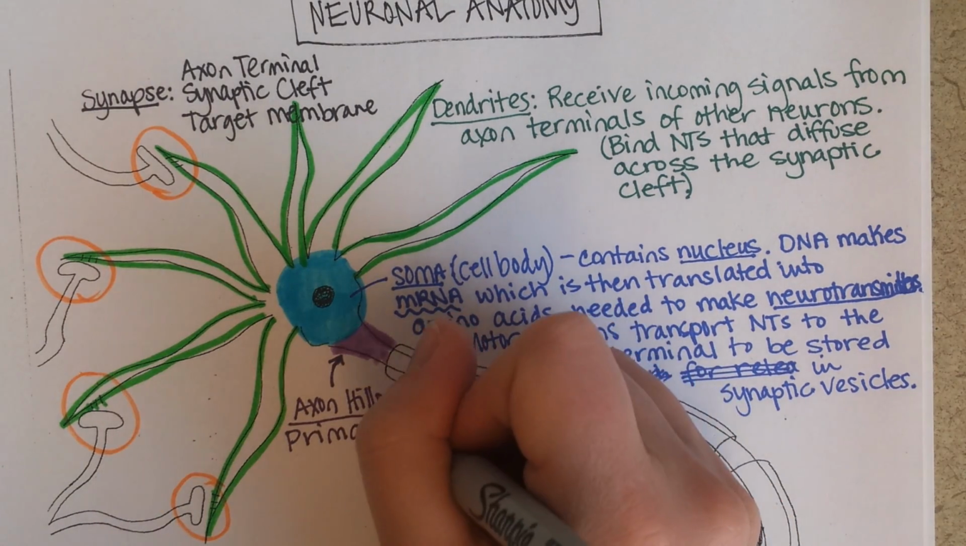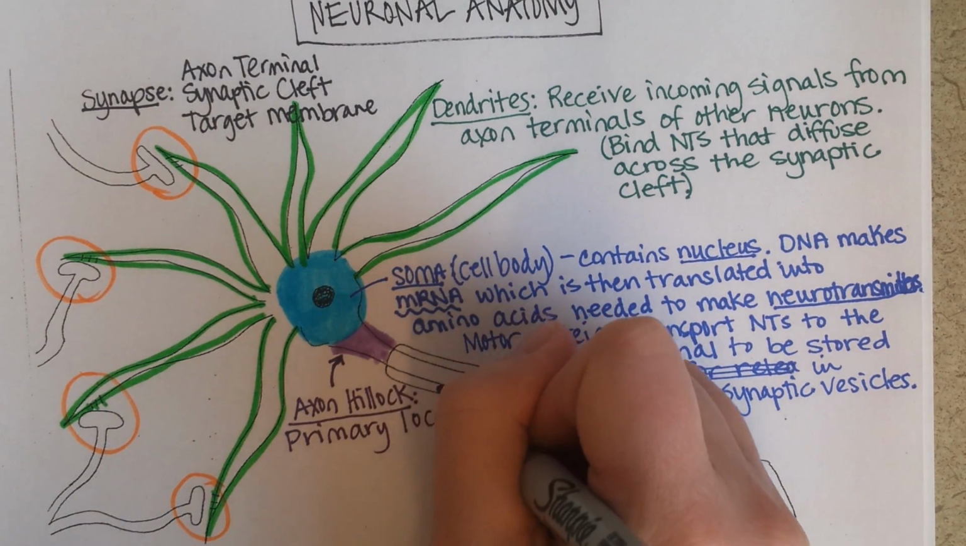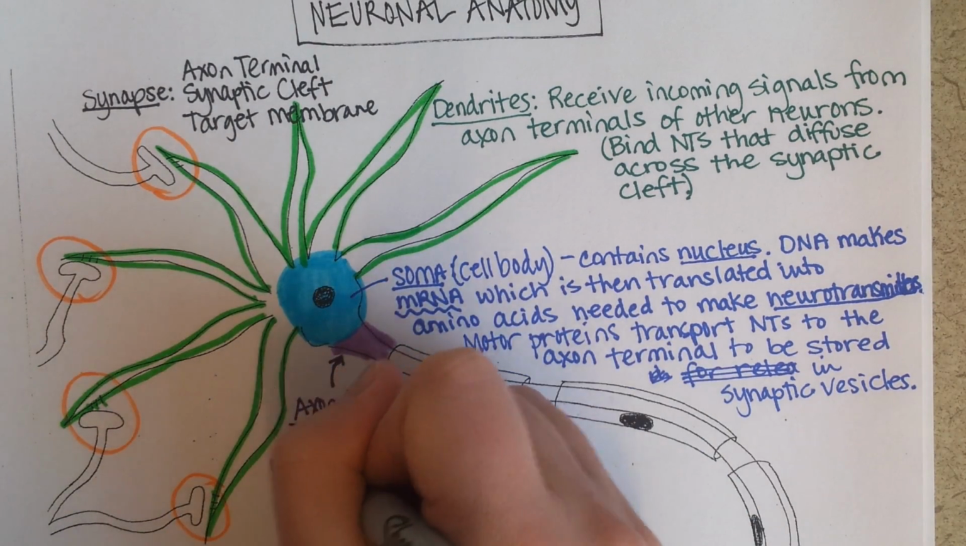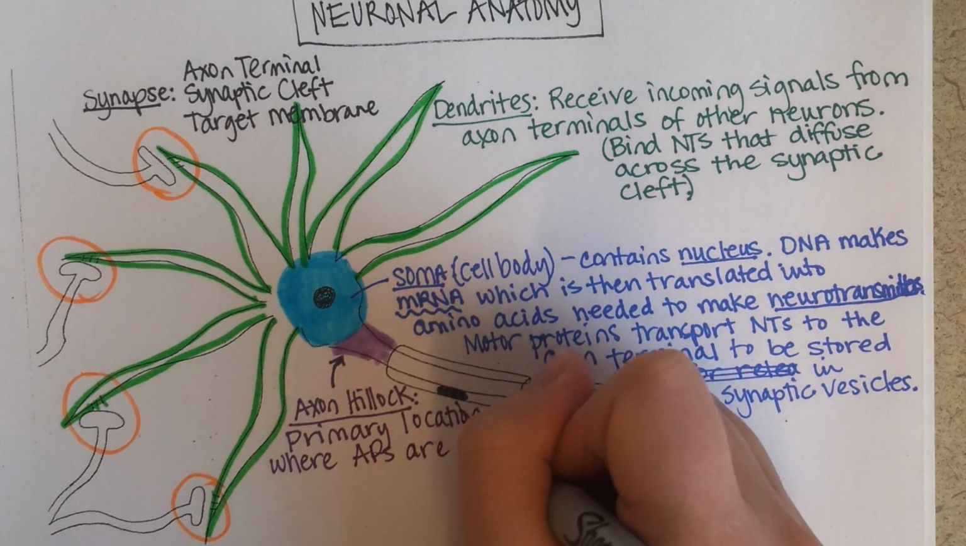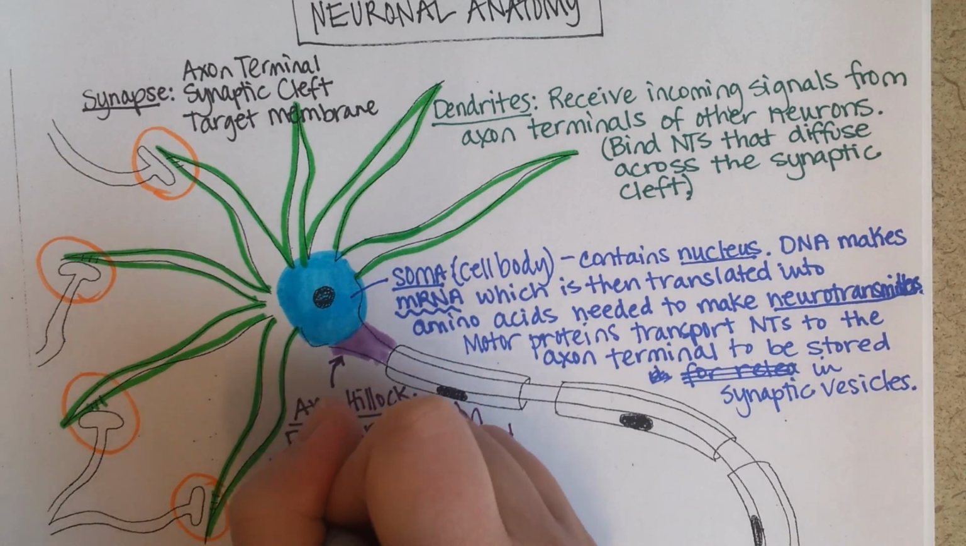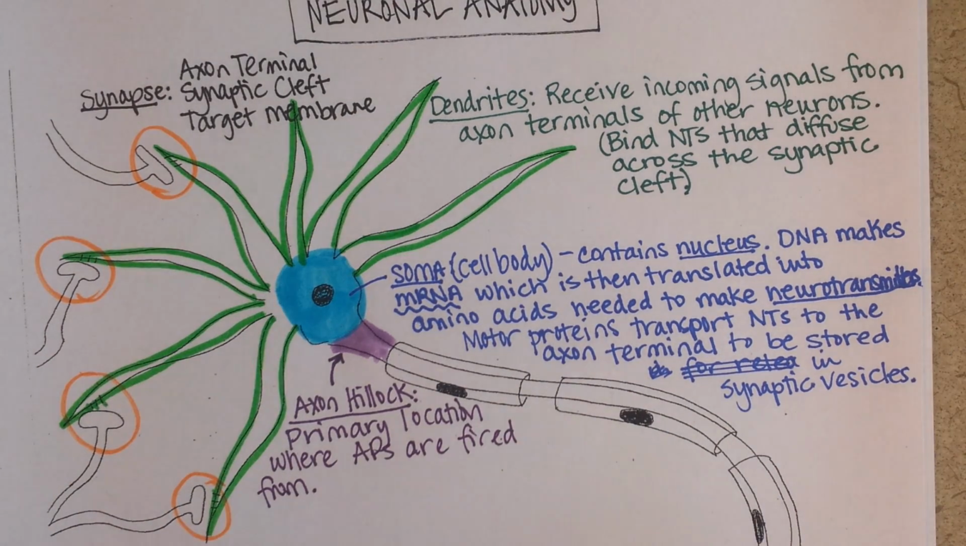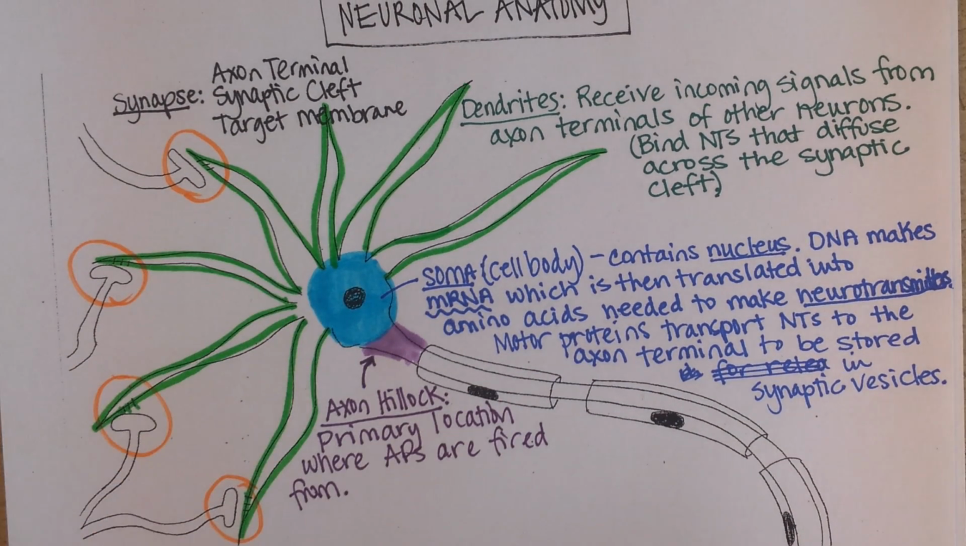So this is the primary location where action potentials are fired from. Quite truthfully, there are probably a variety of places on a neuron that can start an action potential, but I'm giving you a big picture on this.